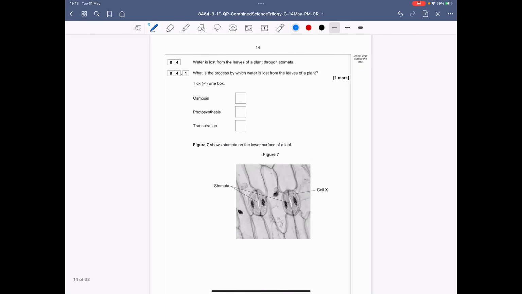Okay. Question 4 then. Water is lost through the leaves of a plant through stomata. Which is the process by which water is lost from the leaves of a plant? Now, water being lost out of the leaf, okay, is called transpiration. The movement of water from the roots going up the stem out of the leaves is called the transpiration stream. Osmosis is the movement of water in and out of cells across the membrane. And obviously photosynthesis is how plants make their food.